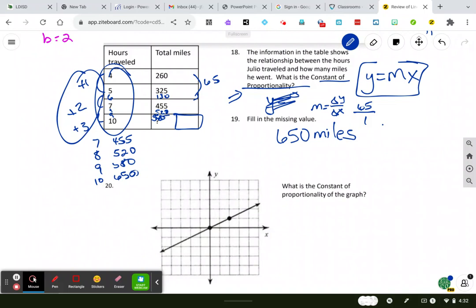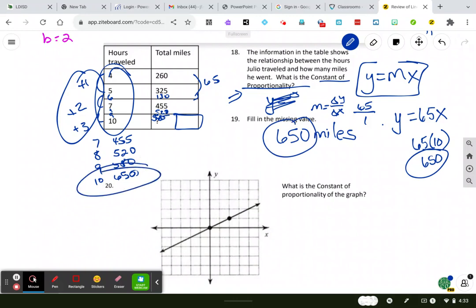So your equation is y equals 65x. He's going to go 65 miles every hour. And if we were to plug that in, 65 times 10, we get 650. And that's how many miles we got here, and that's how many miles we got here.